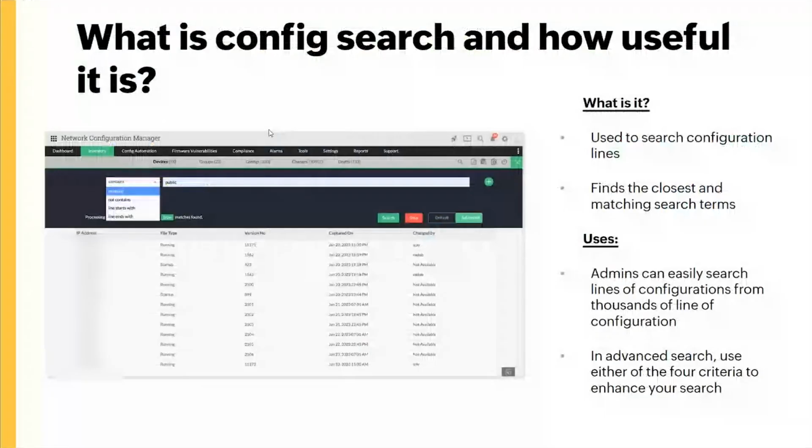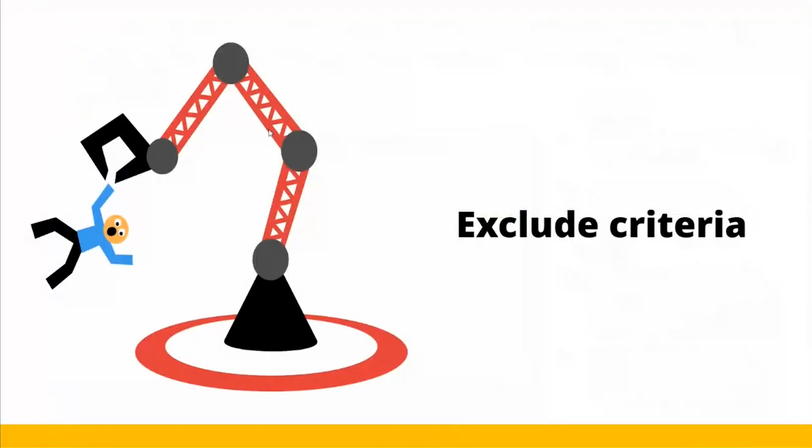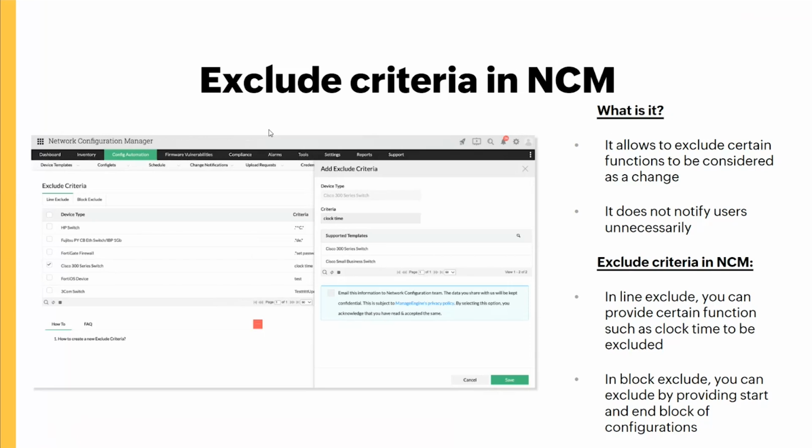So now let's talk about the exclude criteria. Exclude criteria allows you to specify certain elements that NCM should ignore when detecting changes and triggering alarms. For instance, if you don't want the clock time or a specific date to be considered as a change in the configuration file, you can set criteria to exclude these for a particular device. As a result, NCM will not trigger alarms or show these elements as changes, helping reduce redundant notifications for minor or non-essential updates. So let me show you how to set this up in the UI.